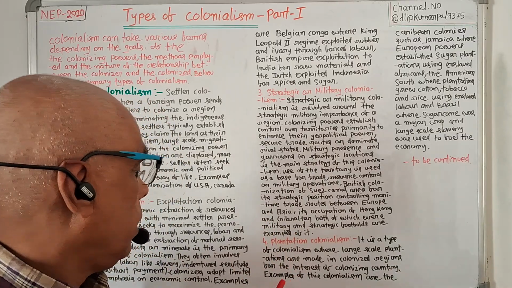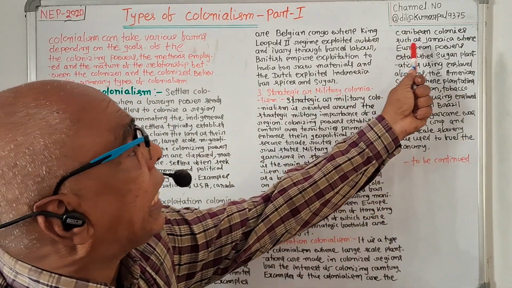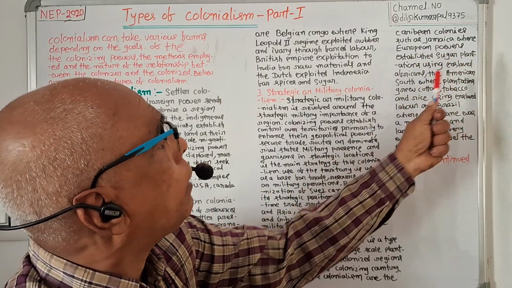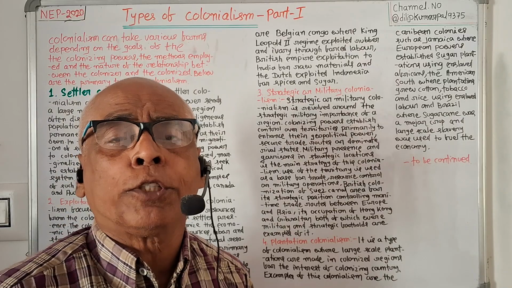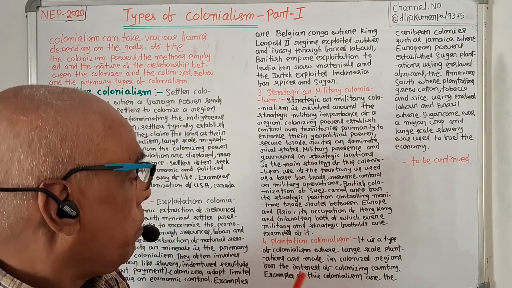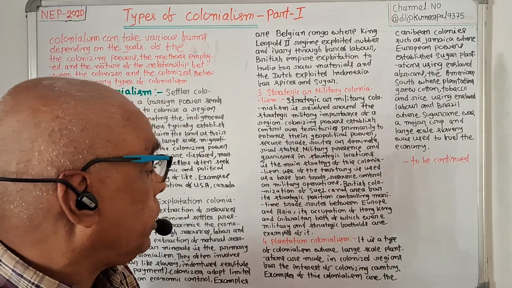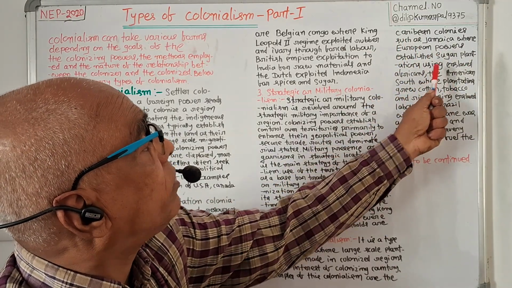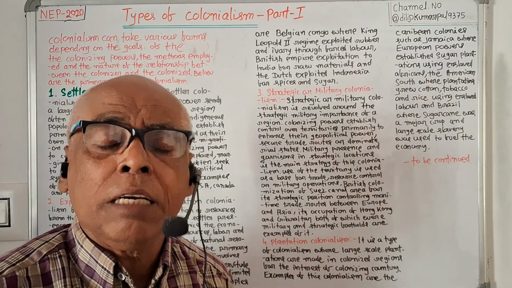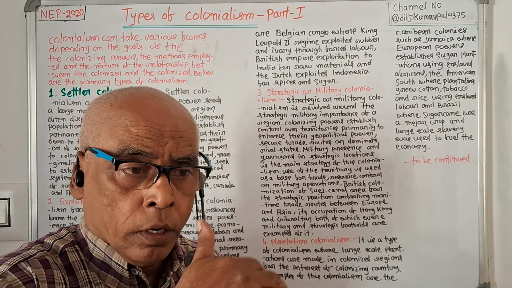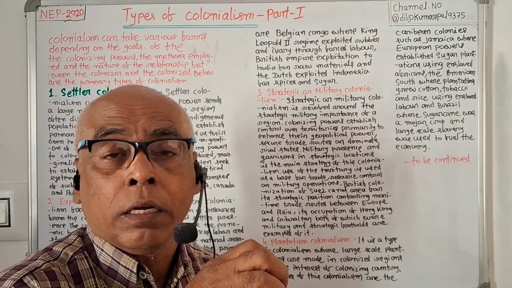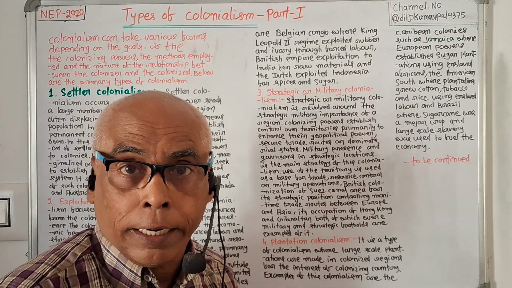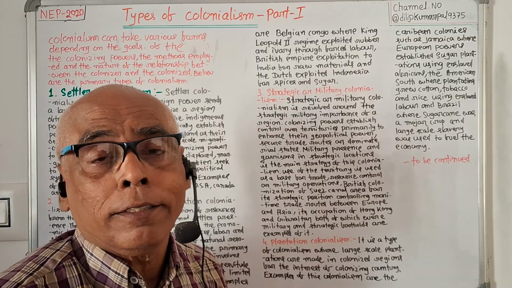Examples of this colonialism are the Caribbean colonies, such as Jamaica, where European powers established sugar plantations using enslaved labor. European powers occupied Jamaica and the purpose was to plant sugarcane. It's the example of plantation colonialism.